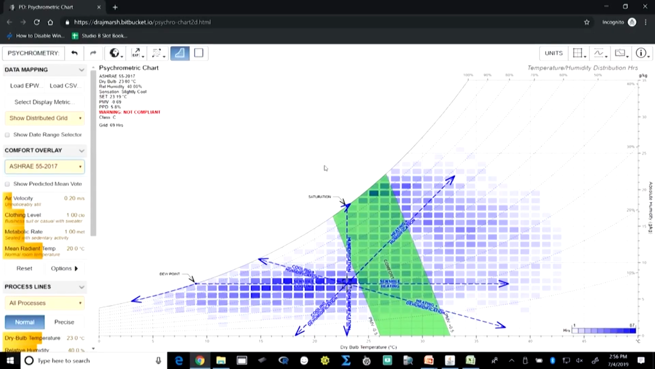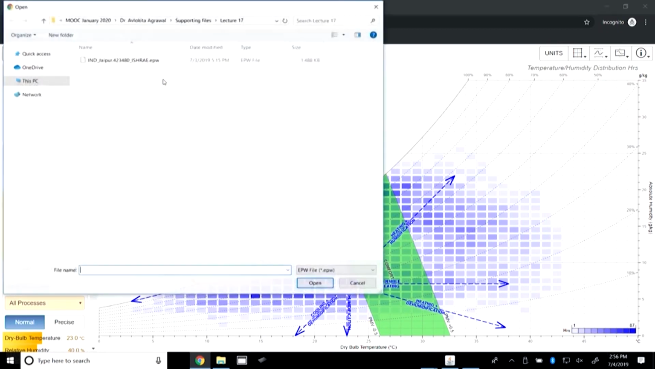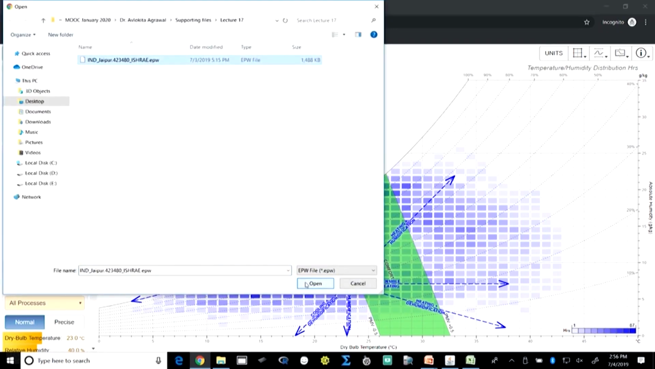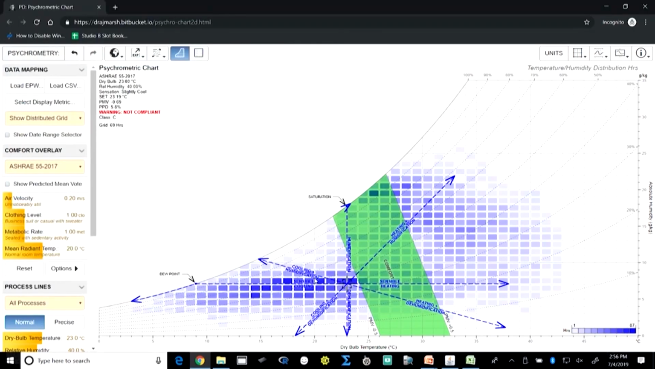We would look at an interactive psychrometric chart here. This is an interactive psychrometric chart, and you can find it at the address shown in the address bar. You can load whatever weather file you want to check. Here I have used the weather data file of Jaipur just to show you an example. Here we are looking at the ASHRAE 55 model of comfort.